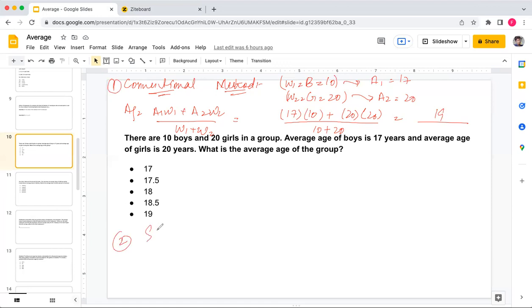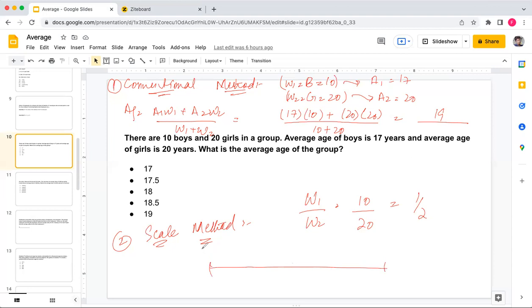The second is the scale method. First of all, just quickly find the ratio of the weights. What is W1? That is 10. What is W2? That is 20. The ratio is 1/2, right? Now, straightforward, draw the number line.